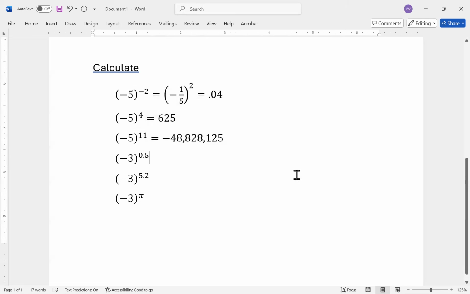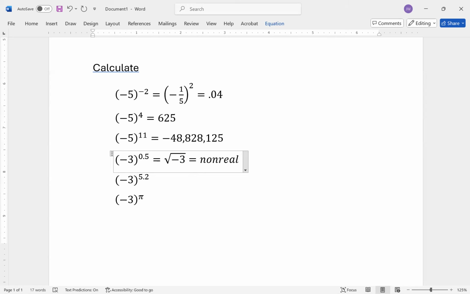However, rational number exponents are not. If you try to type in -3 raised to the 0.5 power into your calculator, what you're going to get is something that doesn't work. It gives you a non-real answer because this is taking the square root of -3. And so this is a non-real number. That causes a problem if I'm typing that in on my calculator.